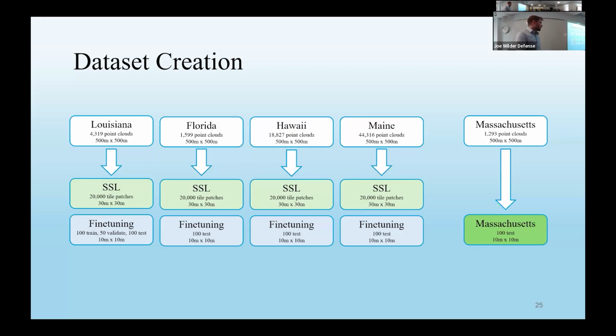And then at the bottom, you have the fine-tuning data sets. For these, I pick 100 tiles for training, 50 for validation, and 100 for testing on Louisiana. So that will be the training site. We'll train the decoder for the SSL model, and we'll see if it can train on that and then test on the remaining 4 areas. So we'll see if it generalizes well to Florida, Hawaii, and Maine. And then we'll also see if it generalizes well to Massachusetts, which hasn't had any unlabeled data training.